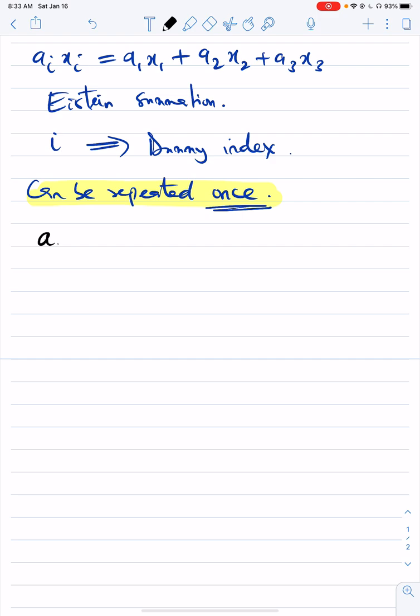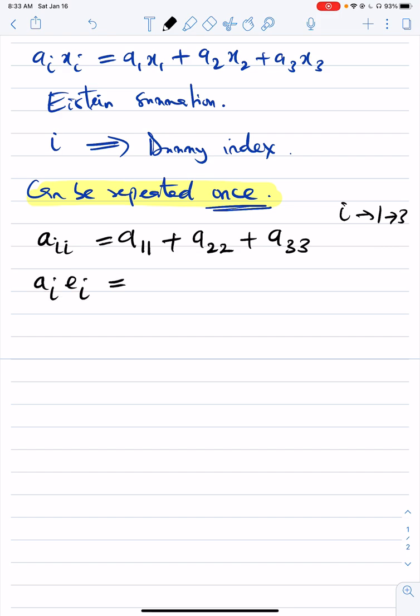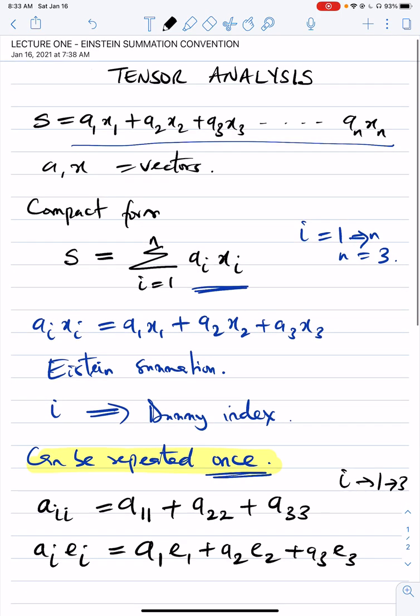Now, if we have something like this, aii, what this means in essence is a11 plus a22 plus a33. Hope you can easily see the pattern: for every i, you replace from where i is equal to 1 to 3. If you have this aiei, let's assume e are unit vectors, so it's a1e1 plus a2e2 plus a3e3. I hope you can easily see the pattern that is developing. That's what the Einstein summation convention is about: trying to put things in compact form. So rather than writing an expression this way, you can abbreviate it to this, where i is from 1 to 3.